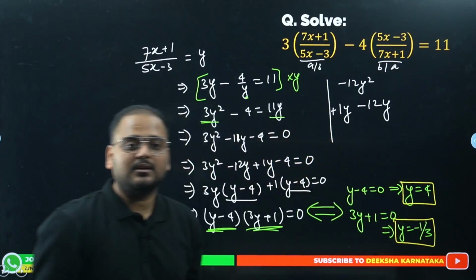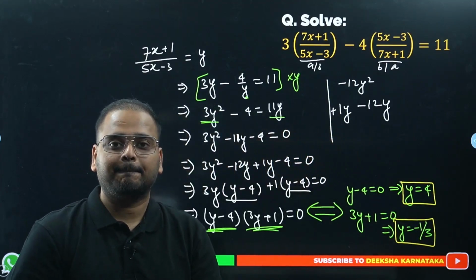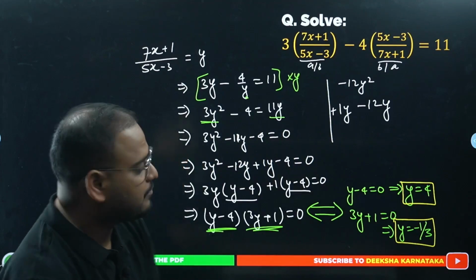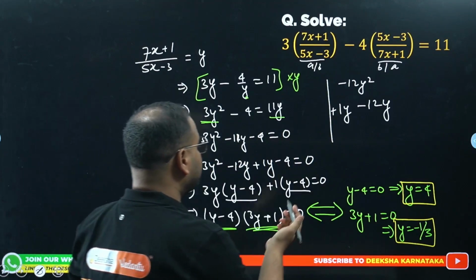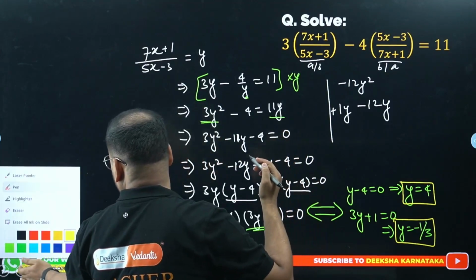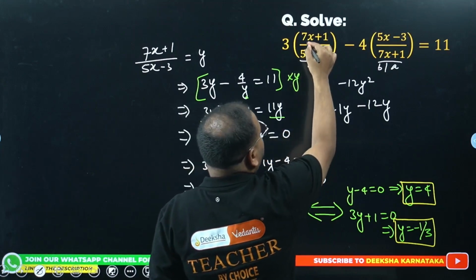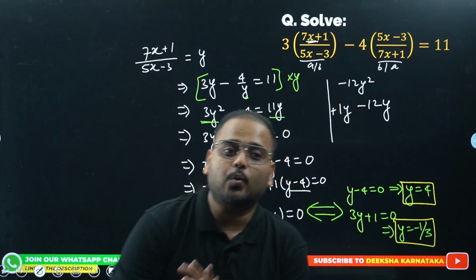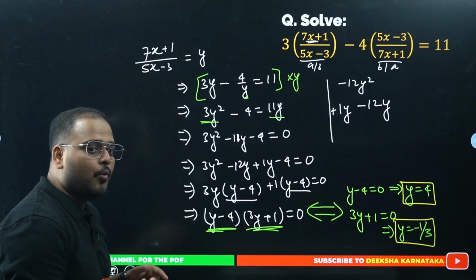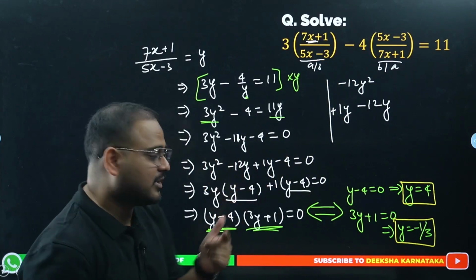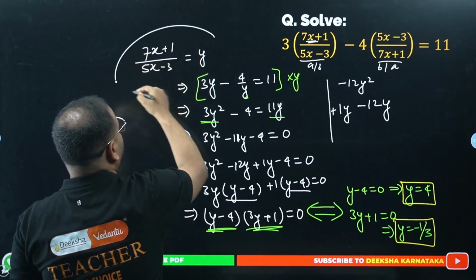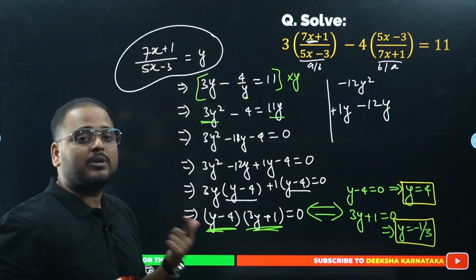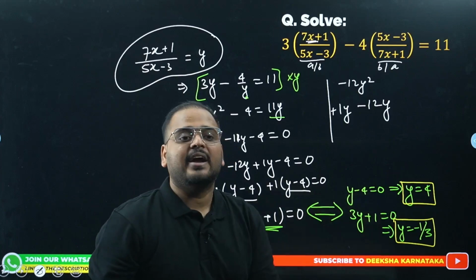Is the question done? Is the solution over? No. Because they gave the variable as x, so I have to find the solution in terms of only x. So what I'm going to do, whatever I took as my assumption for y, if you remember, I will substitute it with both the values individually.